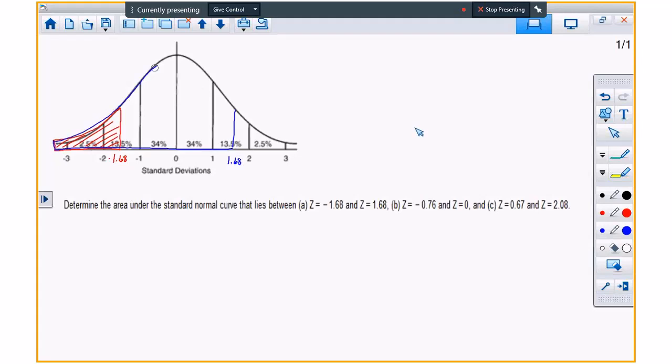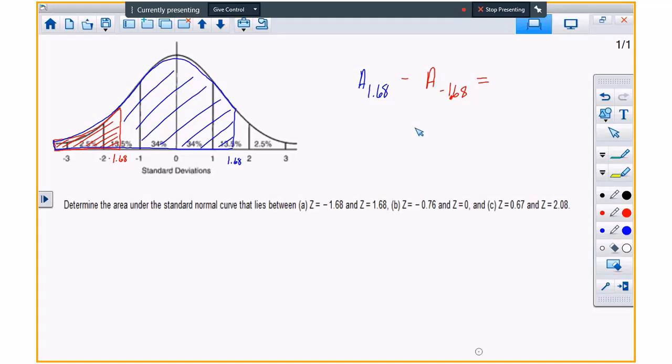Now, if you're just using the table, how would you do this? You find the area of 1.68, and then what? You would subtract, good, the area of -1.68. So you need to write this down, because sometimes you might forget how to do the calculator, and you might need to rely on the table.